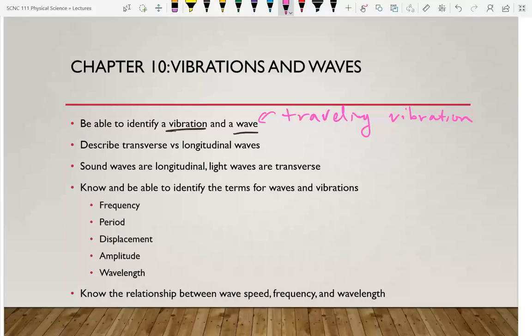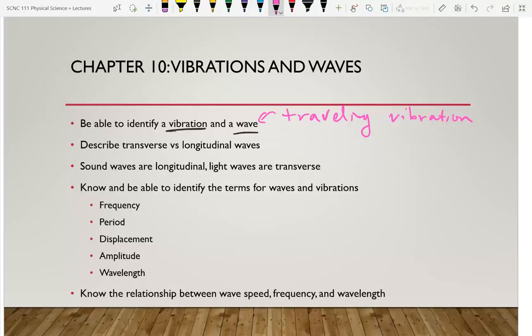Question? What did you say vibration was again? Vibration was something oscillating in time. So make sure you know the difference between a transverse and a longitudinal wave. And some examples, a sound wave. Which kind of wave was a sound wave? Longitudinal. Light waves are electromagnetic. They're transverse waves. So those are common examples of the two.